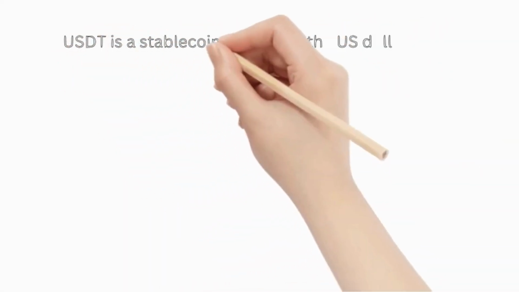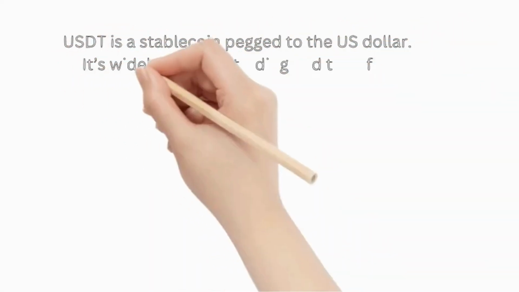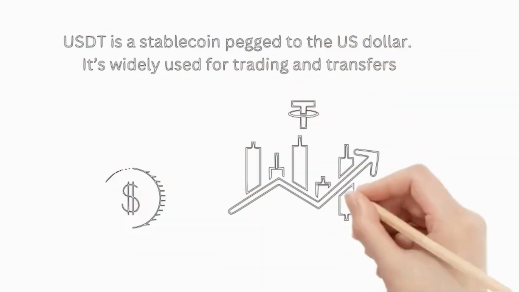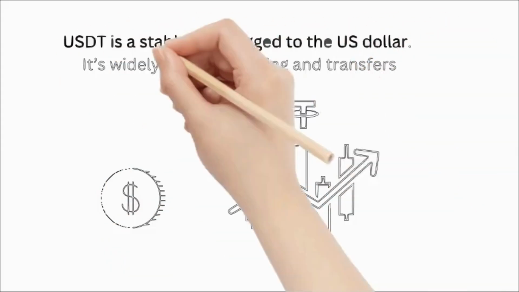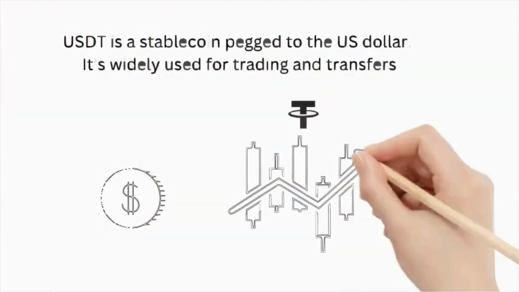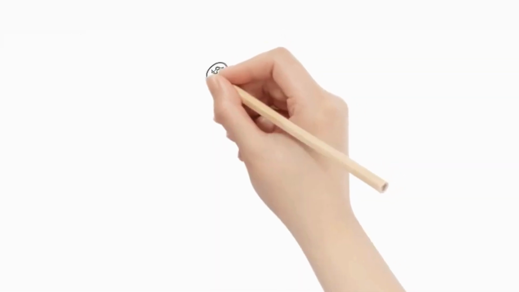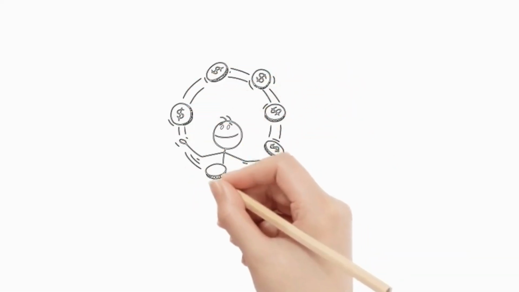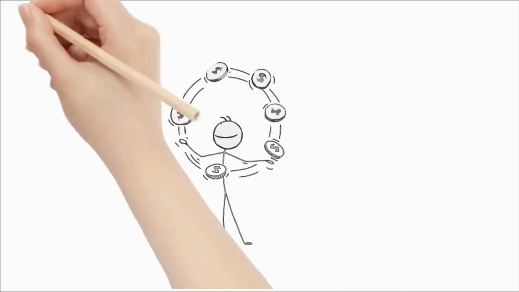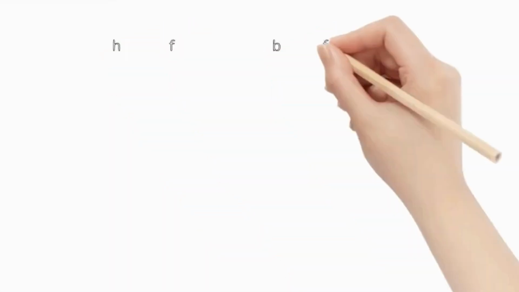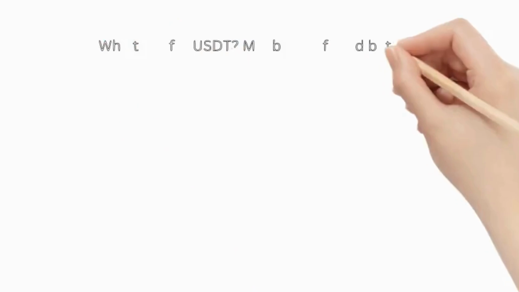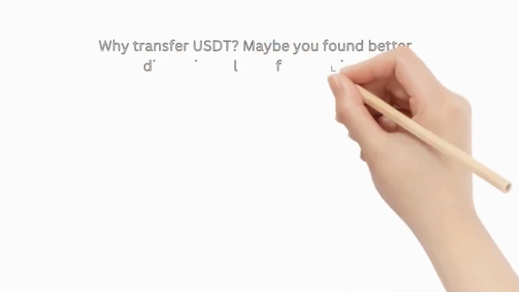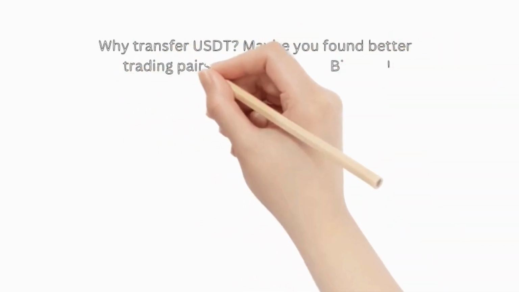Before we jump into the steps, let's quickly talk about what USDT is and why you might want to transfer it. USDT, or Tether, is a stablecoin pegged to the US dollar. It's widely used in the crypto world because it's stable and easy to move between exchanges. Now, why would you want to transfer USDT from OKX to Binance? Well, maybe you found a better trading pair on Binance, or you want to take advantage of lower fees. Whatever the reason, transferring USDT is a common task, and I'm here to make it simple for you.